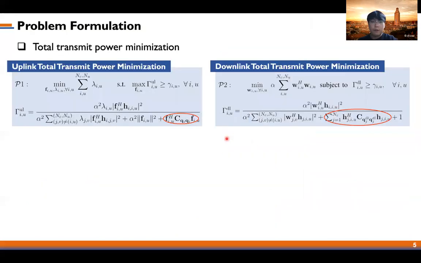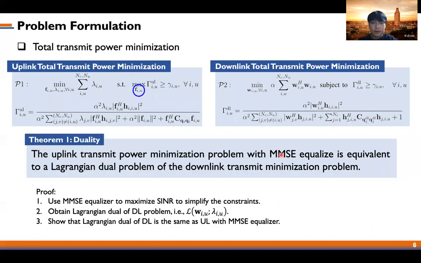We first formulate the total transmit power minimization problems for both uplink and downlink cases when the base stations are equipped with low-resolution data converters. As you can see here, the SINR expressions are coupled with quantization error here and here. However, at this point, they are two separate problems.